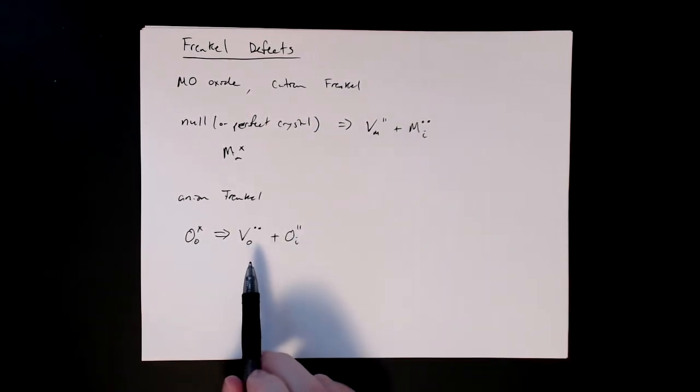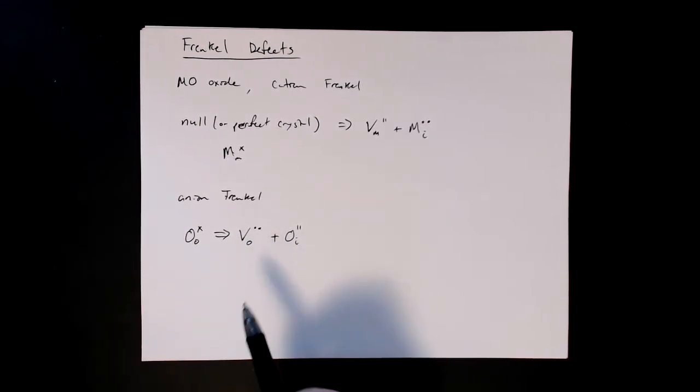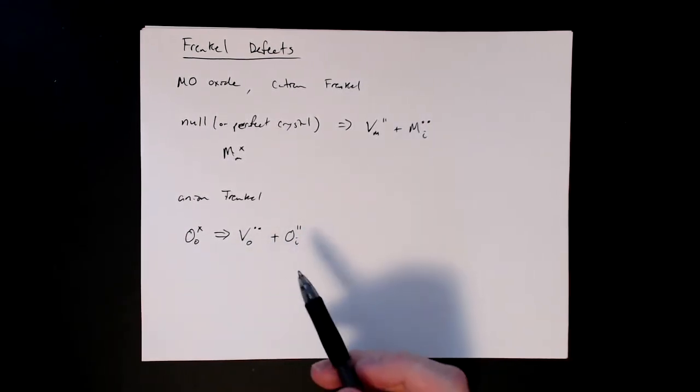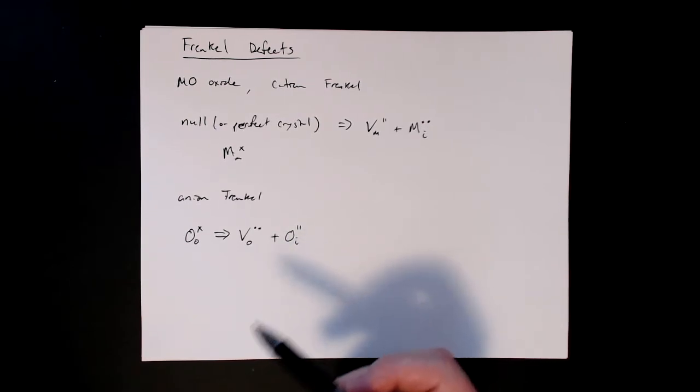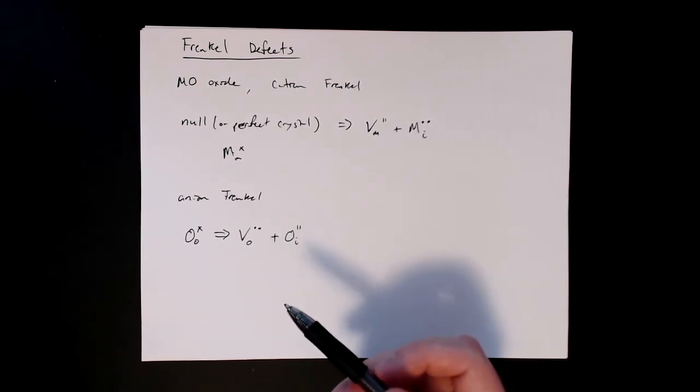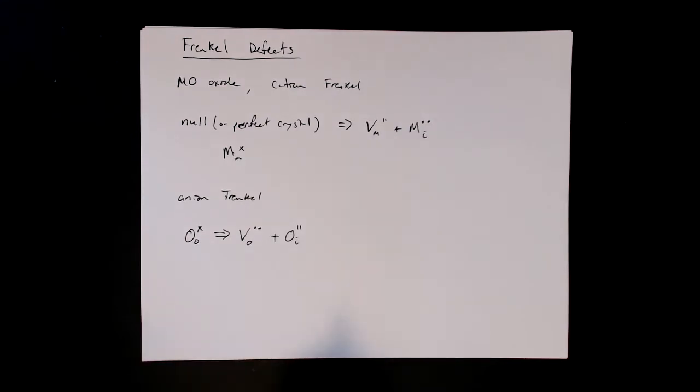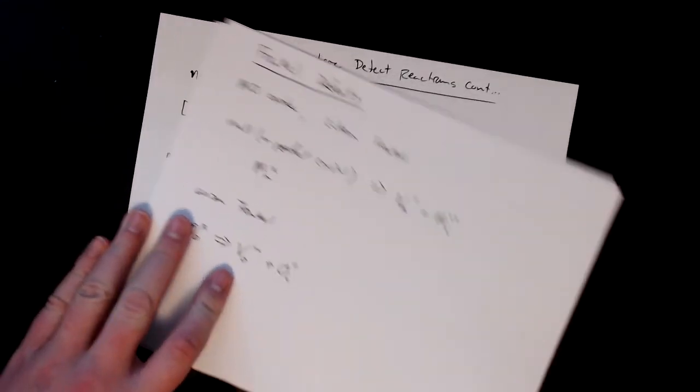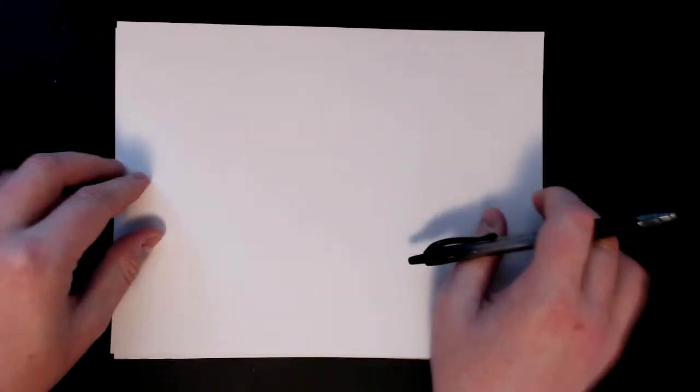So we're just using the Kroger-Vink notation that we learned and putting them together in balanced defect reactions, balancing mass, charge, and the site ratio. All right, so now let's look at another type of stoichiometric defects, that being a misplaced atom.